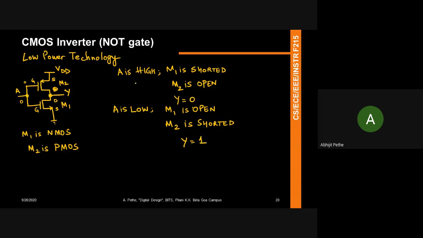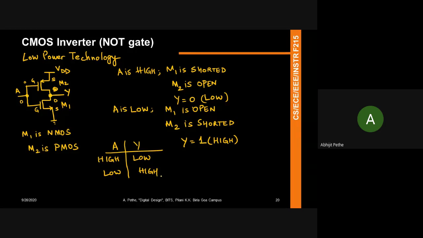So what you see is when Y is low, let's not call it 0, 1. Let's call it low and high. So if I draw the truth table, when A is high, Y is low, and when A is low, Y is high. And so this is an inverter. Take a minute to look at it carefully. If there are any questions, please ask.